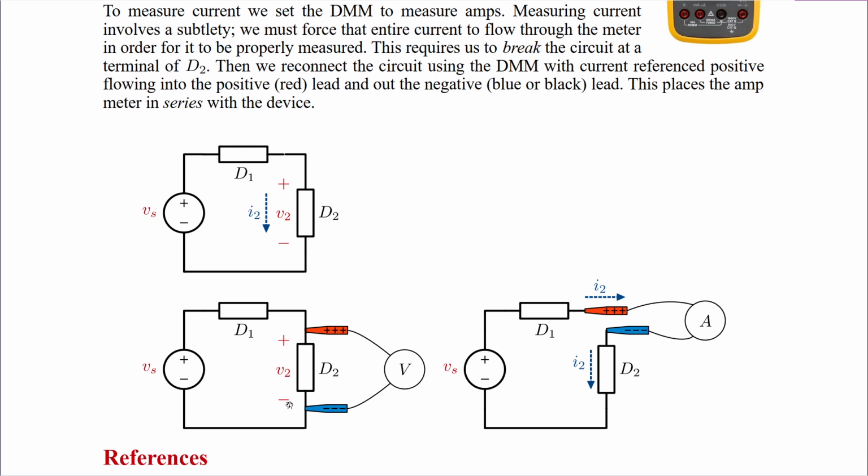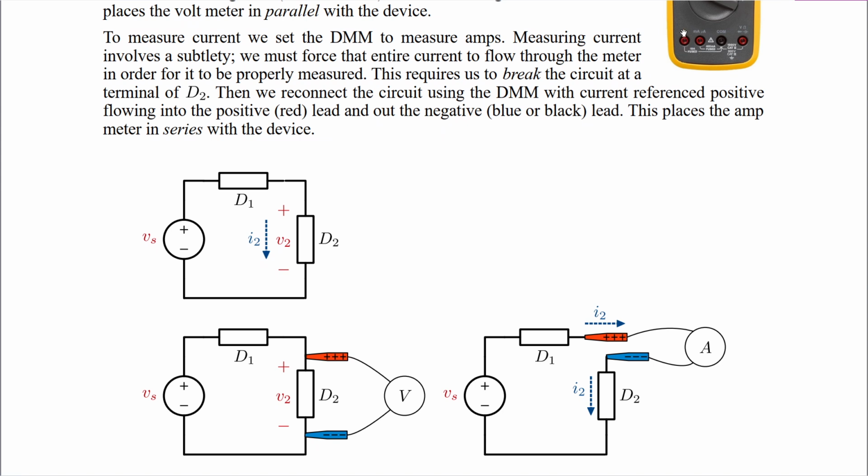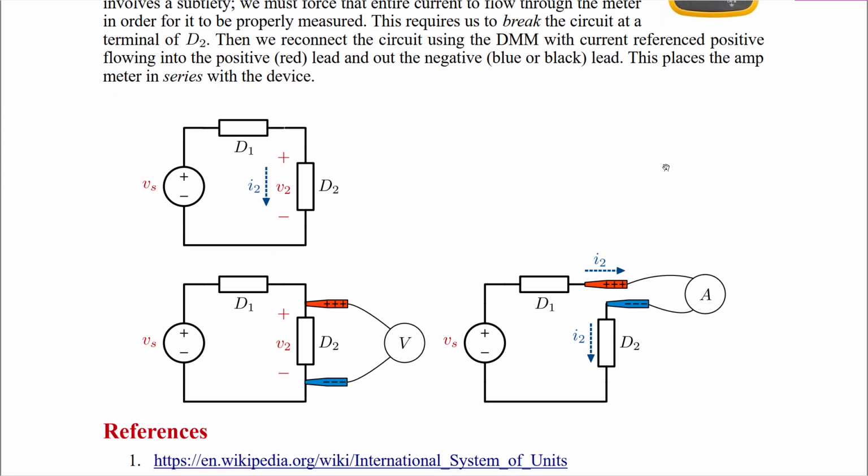Now, to measure current, there's a subtlety here. To measure current, you've got to actually break the circuit and force all the current to flow through the current meter, or the ammeter, we would call it. In this case you'd plug into the A, or amp terminal, and here's what you do. You'd break the circuit so that current couldn't flow anymore through these wires, and then you would reconnect it through the ammeter. Now that current would flow through there, and the ammeter could measure that full current, and now you can measure the current I2.